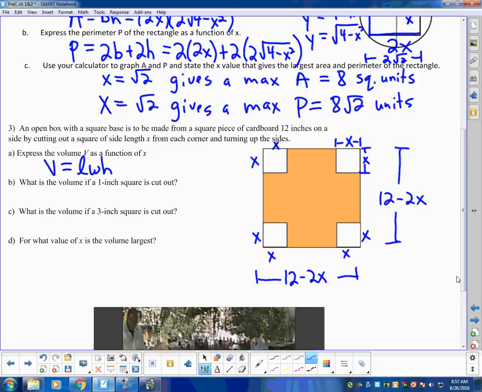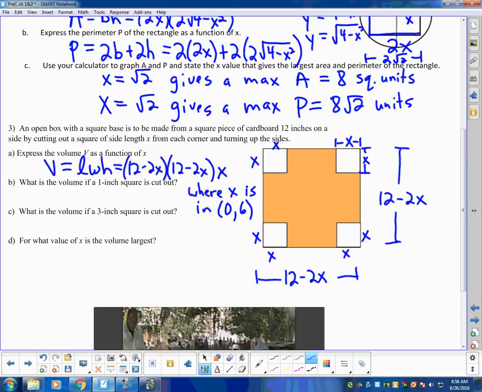And so my length times width times height is what? What's my length? 12 minus 2x. My width, I should say, 12 minus 2x. And my height is going to be x. It's how much it's folded up. And I really should write down the domain, where x is an element of the interval 0 to 6. So there's my domain in interval notation.